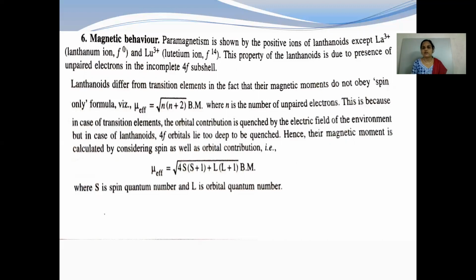Hence, the magnetic moment is calculated by considering spin as well as orbital contribution. That is, mu effective is equal to root over 4s into s plus 1 plus L into L plus 1 Bohr magneton, where s is the spin quantum number and L is the orbital quantum number. So we calculate using this formula for that of lanthanoid elements, magnetic moment, mu effective.